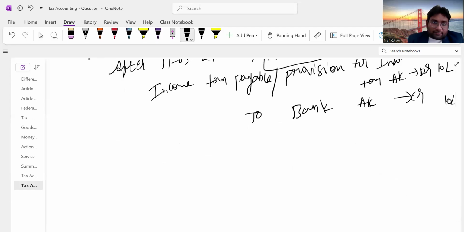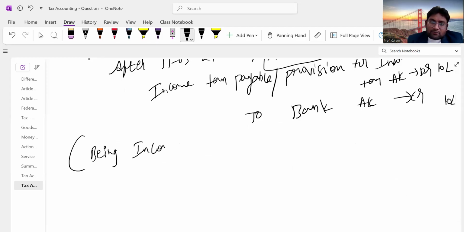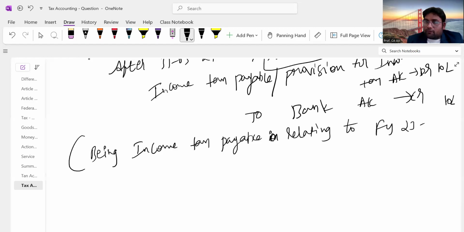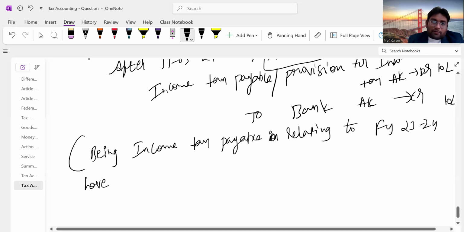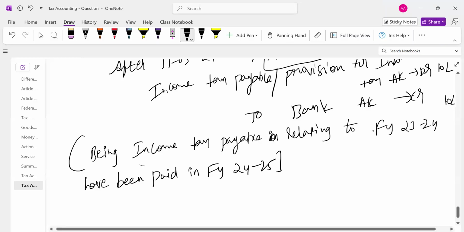So what is the note? Income tax payable relating to financial year 23-24 has been paid in the financial year 24-25.